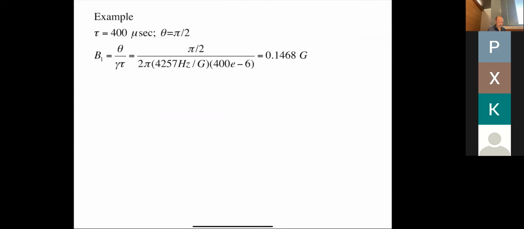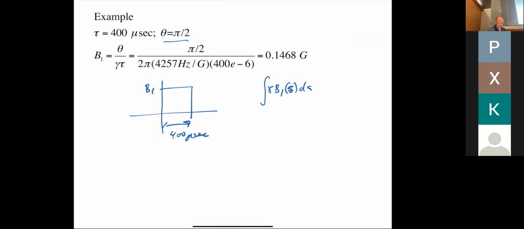Just to remind you, this was the example we did last time. This is an example of what's called a hard pulse. It's on for 400 microseconds and has some B1 amplitude. We want theta equals pi over 2. So this integral of gamma B1(s) ds, with B1 just a constant, equals gamma times B1 times tau, and all that has to equal pi over 2. Then we can solve for B1 from there.